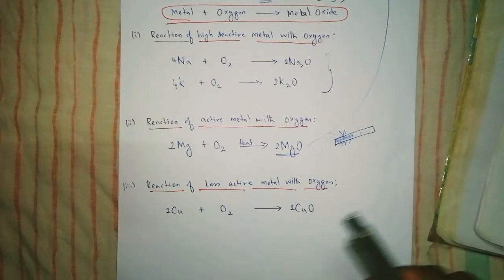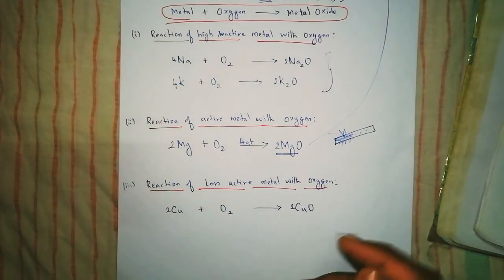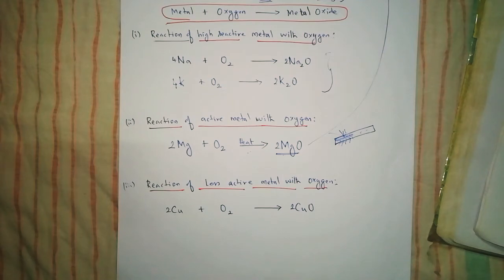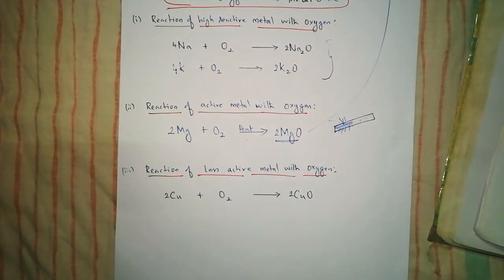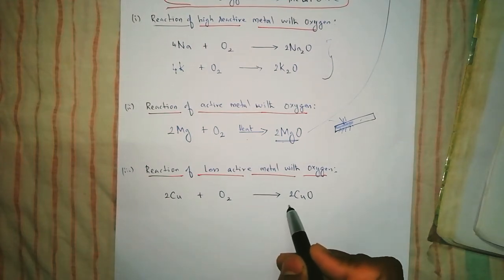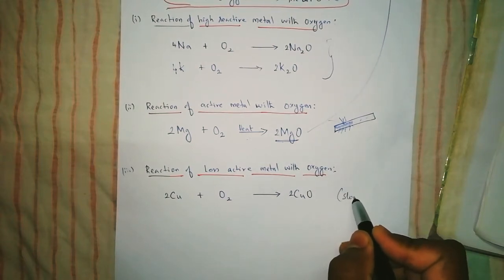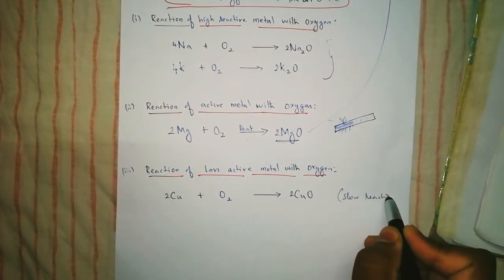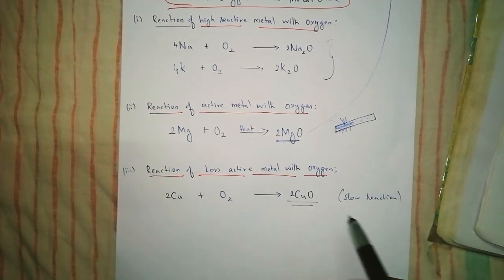Okay, now what happens when a very less active element reacts with oxygen? Take an example of copper. Copper is a least reactive element, and when it reacts with oxygen, it reacts slowly. There is no fast reaction. It takes a very slow reaction even at a high temperature. So you can see an example of copper reacting with oxygen. It gives copper oxide, and this reaction is a very slow reaction, but anyway it takes place and it forms a metal oxide.